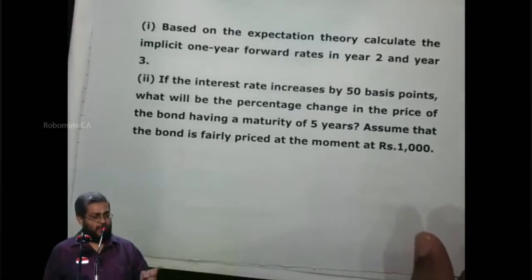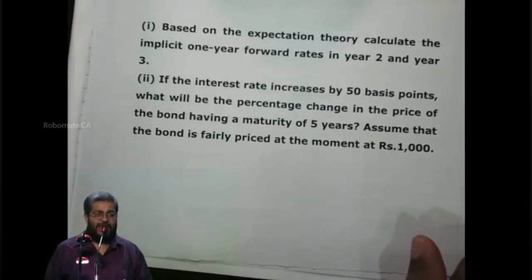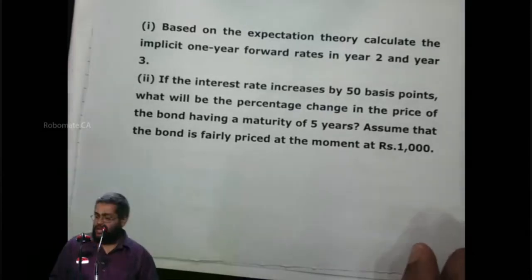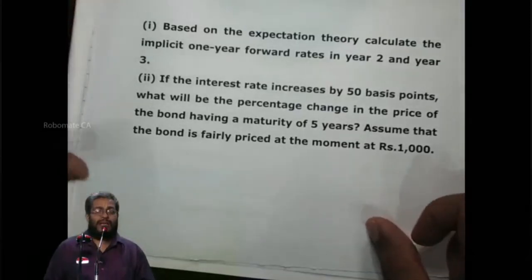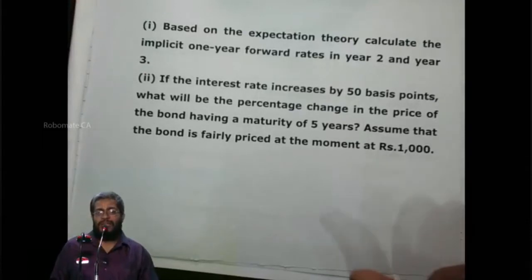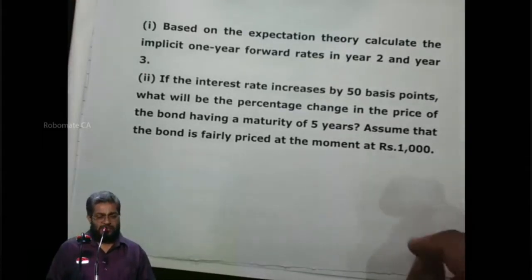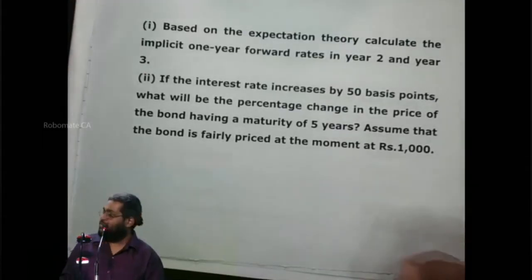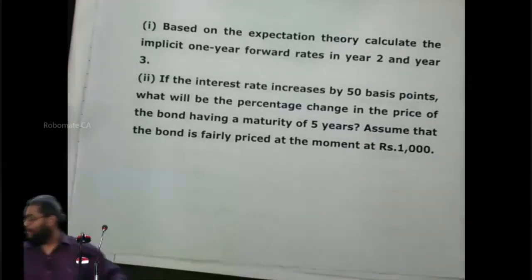2 sums done. Question number 17, question number 18. 17 is for what bond? Coupon paying bond. Question number 18 is for zero coupon bond. One sum I have given as homework. What is the sum? Question number 16. I don't have the answers with me, but you can just solve it. It is something similar to question number 17.